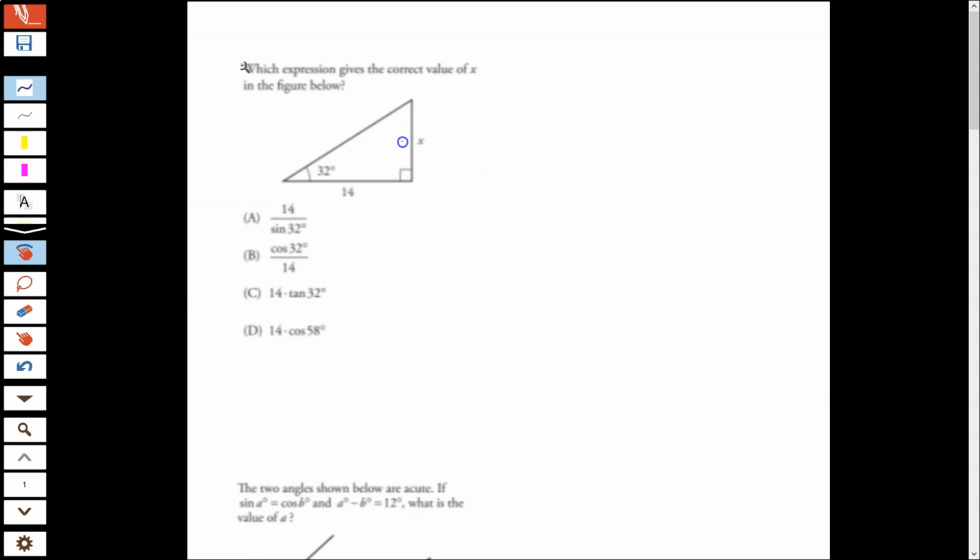So we have this angle 32 and we have the opposite side and the adjacent side. That's an O, obviously, right? So we'd say tangent of 32 degrees is equal to opposite over adjacent. And then we want to isolate x, and what that gets us as we multiply by 14 on both sides is this, right? So that is choice C. So that's an expression for x.